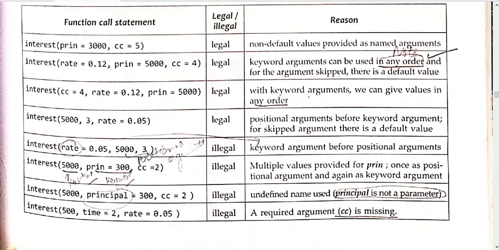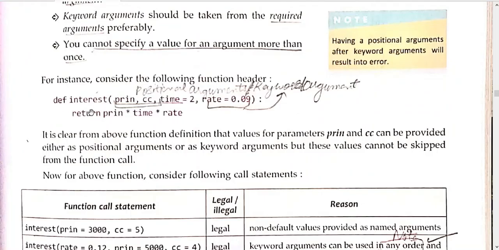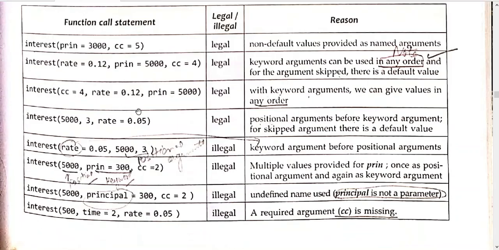Now let us check these statements. Principal is 3000, CC is... see, again he has given a new definition for interest. Principal, CC, okay, this would be your interest, might be time, and this is your rate. Okay, so this is your new definition. Now the arguments are 4, 1 2 3 4. So time and rate are default here. CC and principal, they both are your positional arguments.